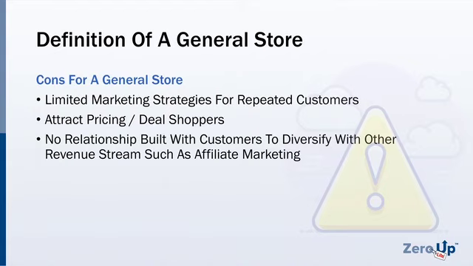You're also going to attract pricing and deal shoppers, because again, you are not focusing in a particular niche. So what's going to happen is that Joe Brown can go to another store, see another product that is cheaper, and buy it from them. Or they come to buy from you because they can find the products cheaper in your store versus other people. So essentially, you're not going to have a very loyal database.